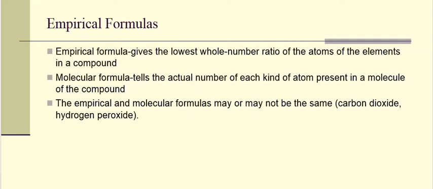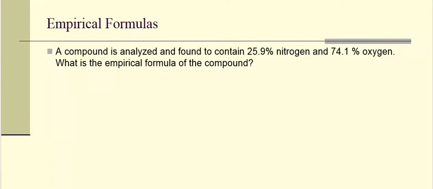We're going to use the percent by mass to get the empirical formula, which is the reduced form of the compound, and we're going to use the empirical formula to get the molecular formula, which is the actual formula for a compound. Let's look at some examples.